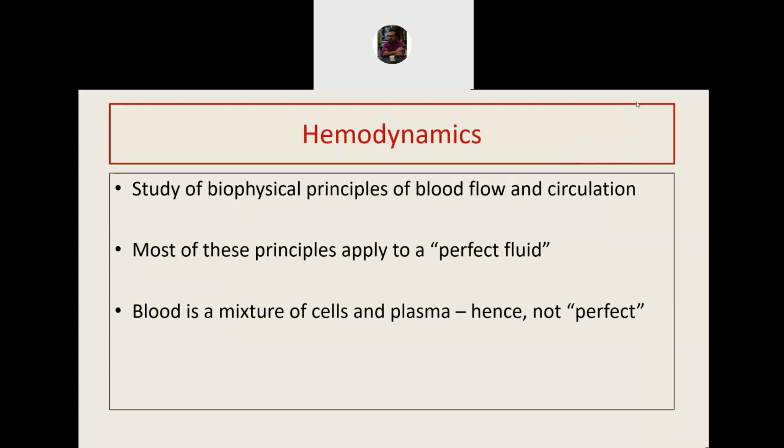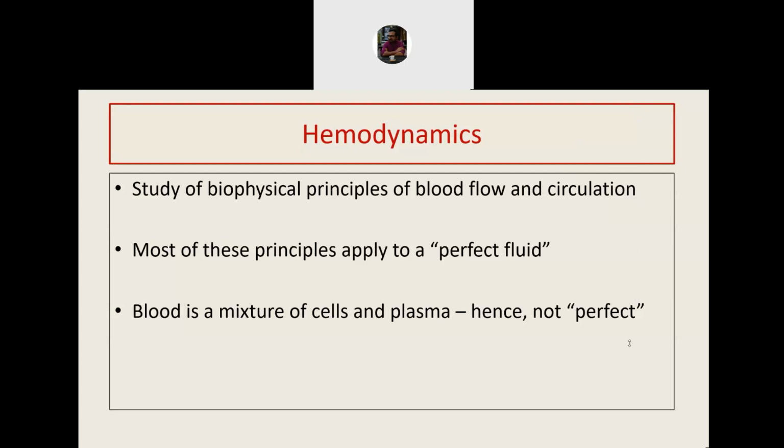Hemodynamics refers to the study of the biophysical principles of blood flow and circulation. Now, most of the principles in physics are applied to a perfect fluid. Blood is a mixture of cells and plasma, and hence it is not a perfect fluid. So what hemodynamics helps us understand is how approximately we can understand the properties of flow and distribution of blood in the vessel.